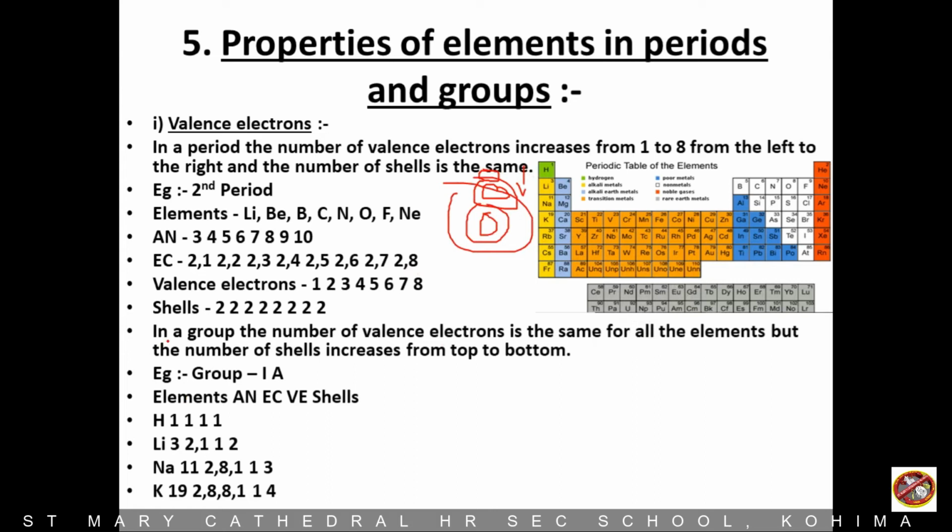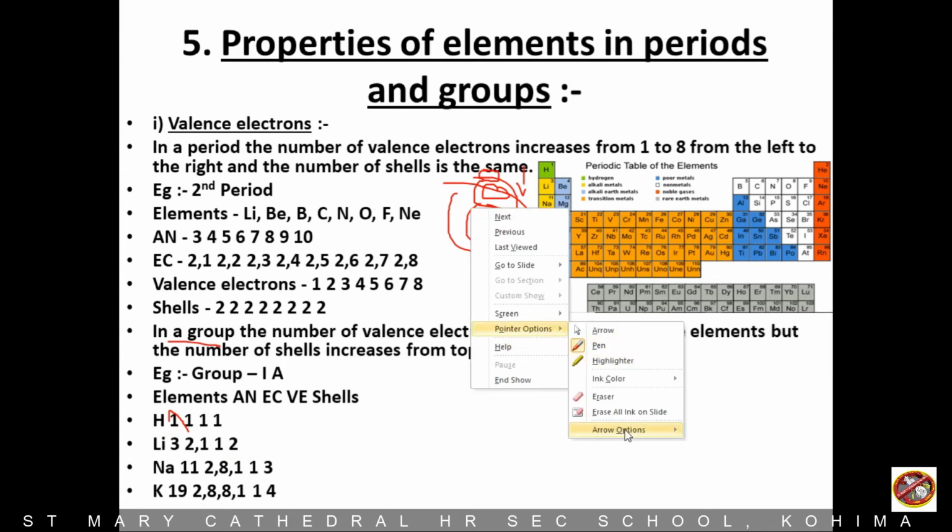So it justifies the next point: in a group the number of valence electrons is the same for all the elements, but the number of shells increases from top to bottom. Now when we talk about group 1, if you see from here, the number of shells will keep on increasing. If you check it, give it a try by yourself.